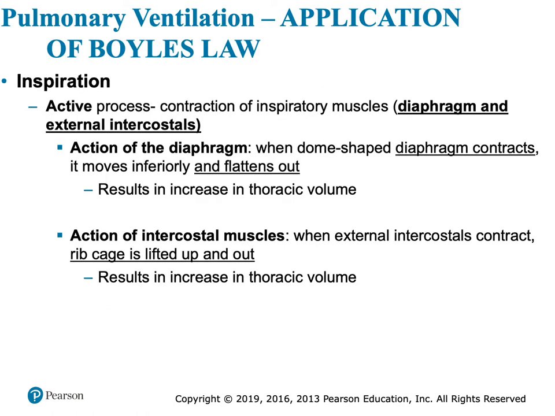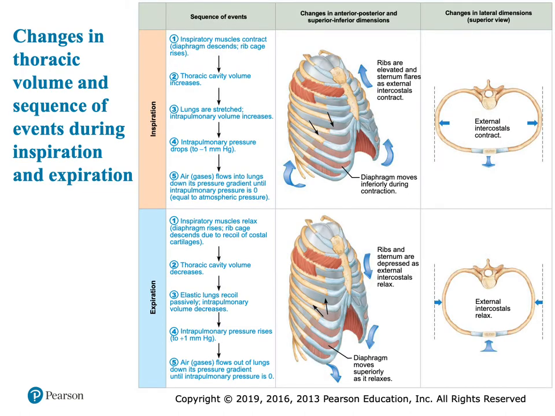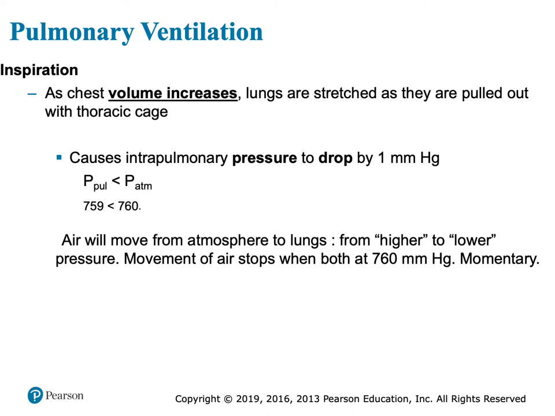So inspiration is an active process. You work at it. You tell your diaphragm to contract, and your diaphragm goes down and flattens out. Your external intercostals are going to contract and cause your ribs to go out and up. So therefore, you have increased your thoracic volume. Air is going to move from areas of high pressure to low pressure. If you increase your volume, you decrease your pressure. So again, 1 millimeter of mercury is 1 millimeter of mercury. When you take that air in and you equalize your intrapulmonary pressure, you made it 760, so your inspiration stops.